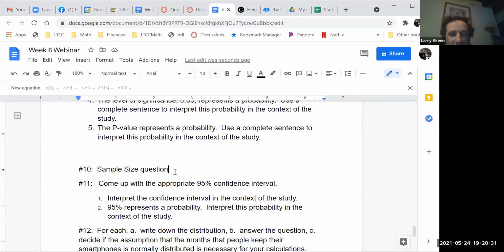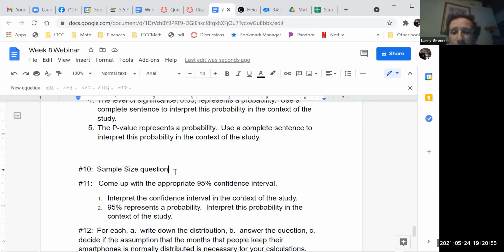Okay, number 10 is a sample size question. And there were 3 types, by the way. I'm not going to tell you which type you're getting. Depends on which day you take the test, by the way. There was a sample size for a mean. There was a sample size for a proportion when you don't have a preliminary estimate. And there was a sample size for a proportion when you did. So I won't tell you which one because it depends on the day you take it.